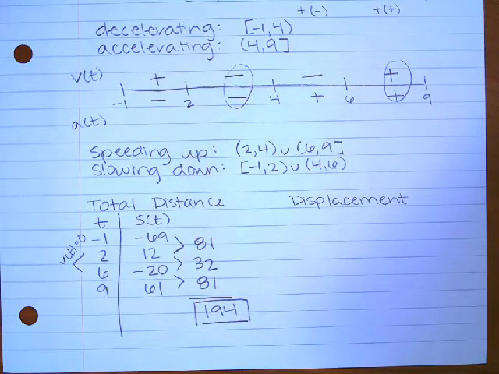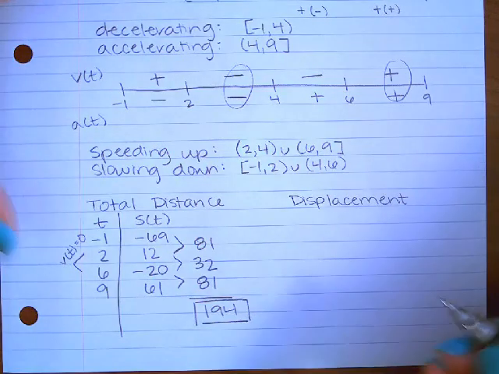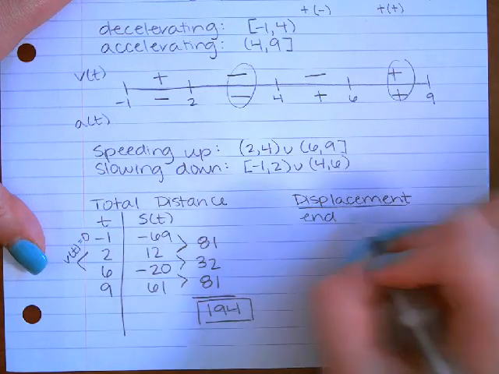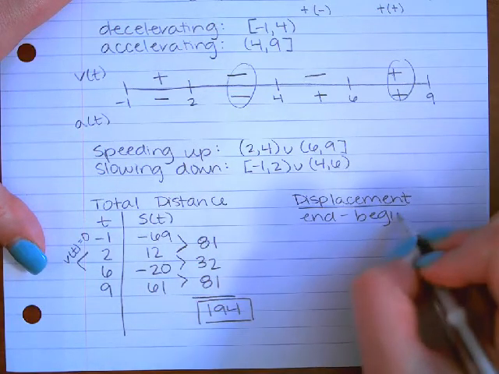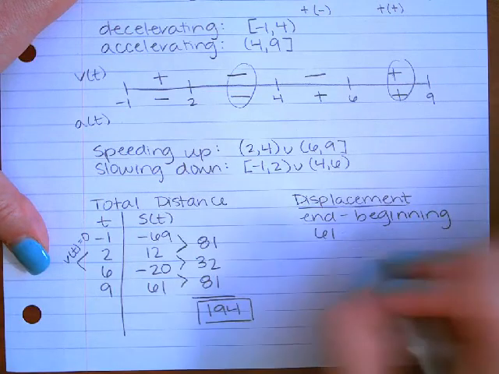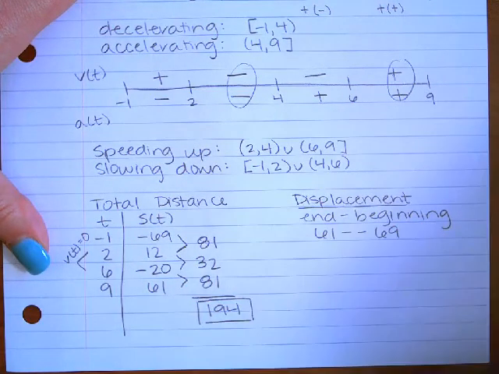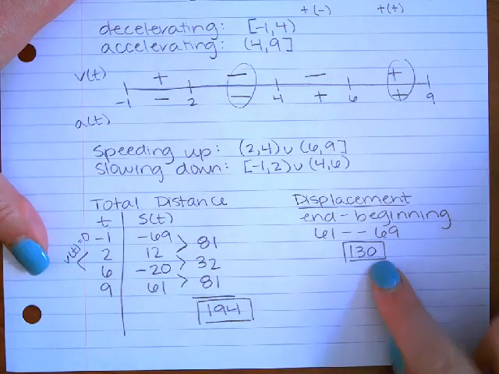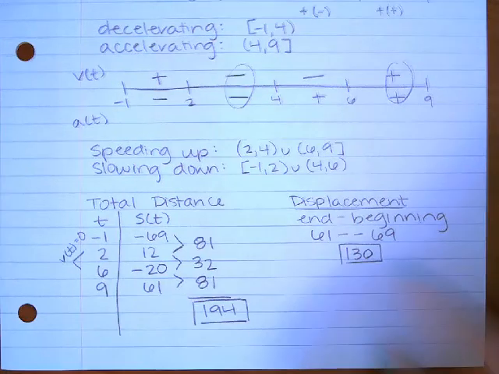But if I look at my Google Maps on my phone as I'm driving, it's not going to tell me how far I drove that day. It's just going to tell me how far I have to go before I get back home again. That's what displacement means. So displacement is very easy to calculate. We just do the end position minus the beginning position, and that will tell us how far we are from where we began. So we're going to say 61 was the end, minus negative 69 was the beginning. So the displacement at the end is that you are 130 units away from where you started.